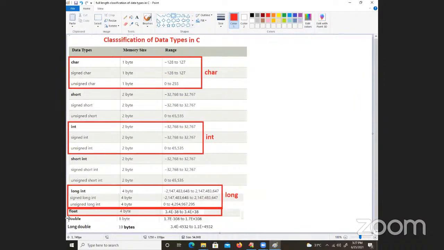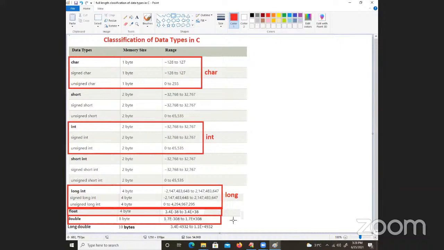Now coming to the double. Double is going to take what? Double size of float. Float will take 4 bytes, so double will take 8 bytes. 8 bytes means 2 to the power of how much? 8 into 8, 64. 2 to the power of 64 will be taken.